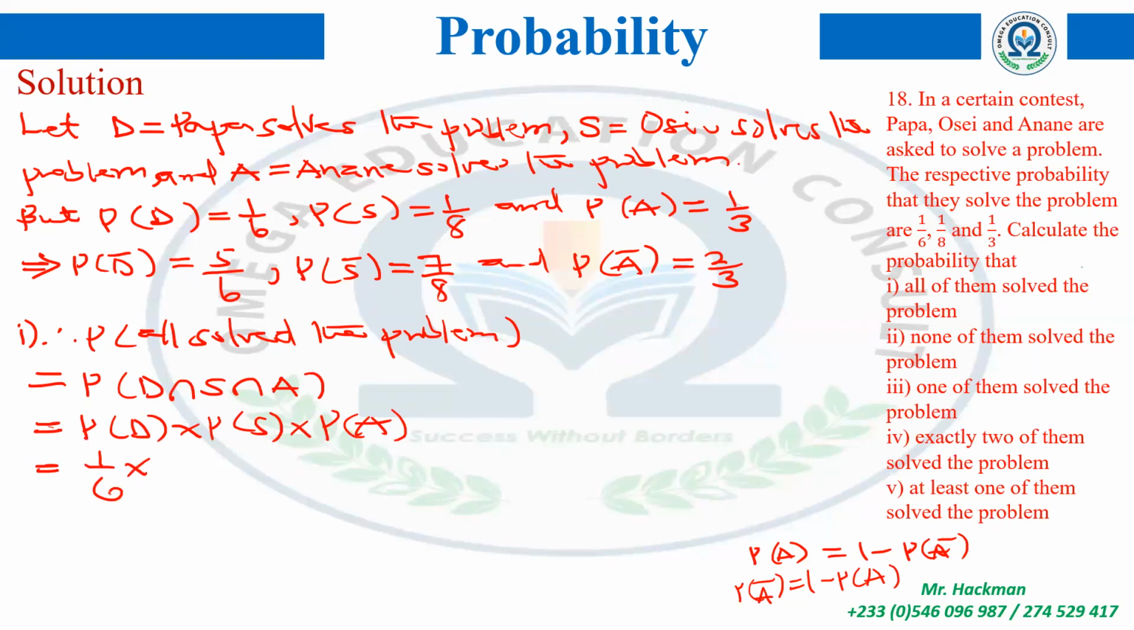Times, you know P of S, and P of S is 1/8. So here is just substitution. Times, you know P of A, that is 1/3. So at this point, it's just calculator work. So you use your calculator to find the value. I'm waiting for you. Hello, are you there?